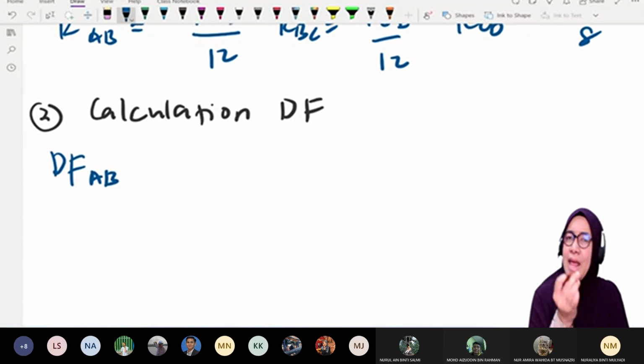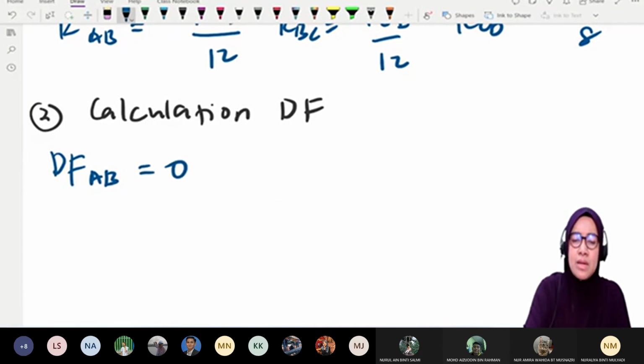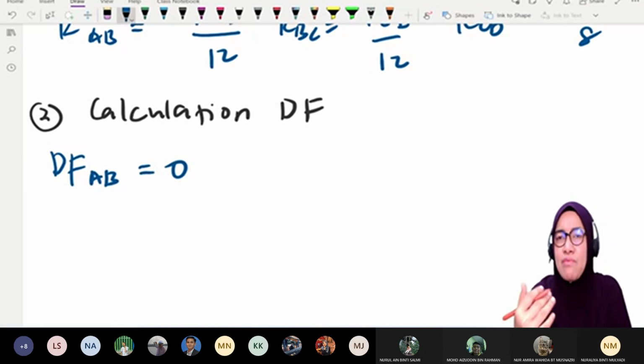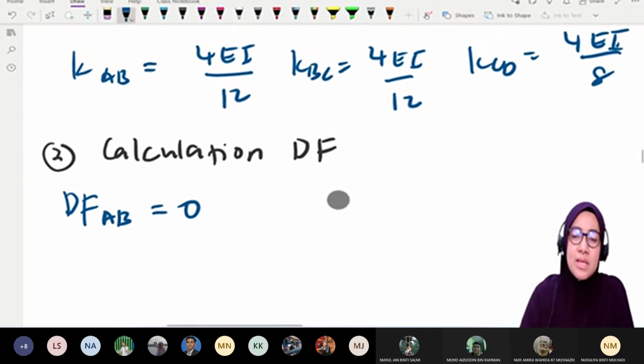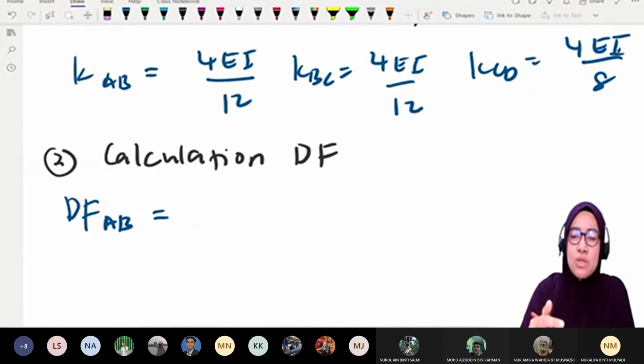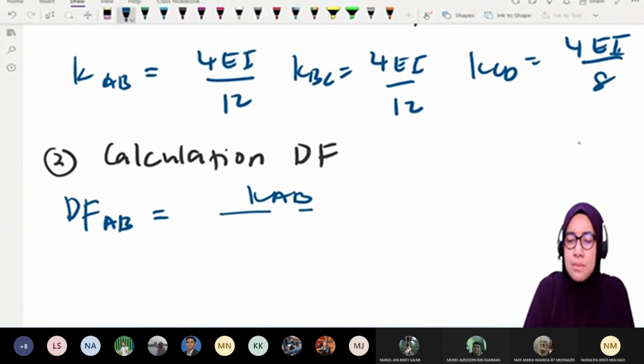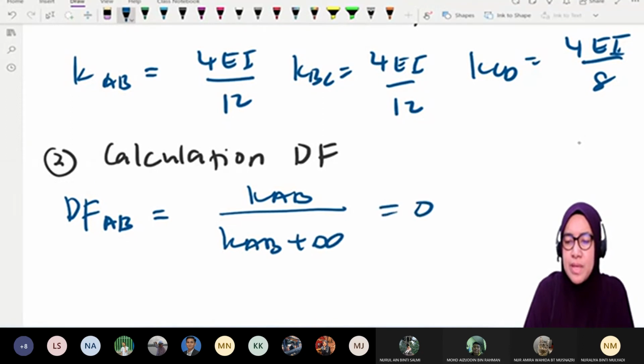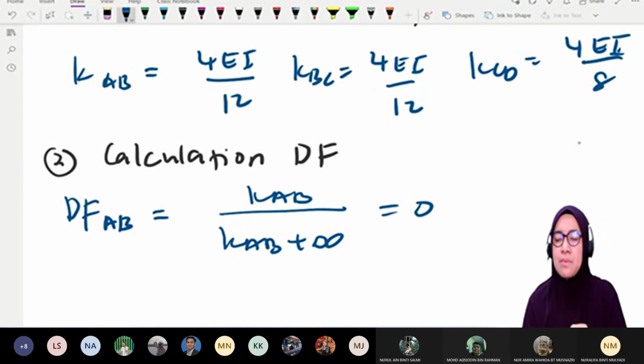AB means that the first one refers to the very end. So this distribution factor is 0. Why do we get 0? Because we divide by infinity. The formula is the same: KAB plus KAB plus infinity. That's why we get 0. So this is a special case: if the end is fixed, it means 0.